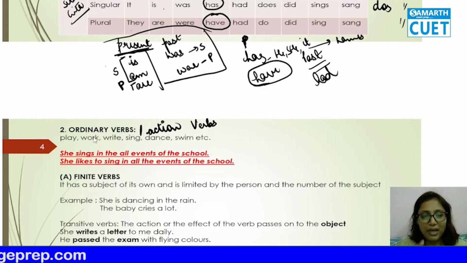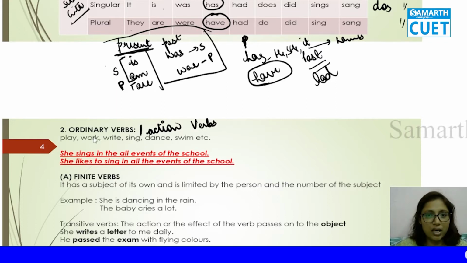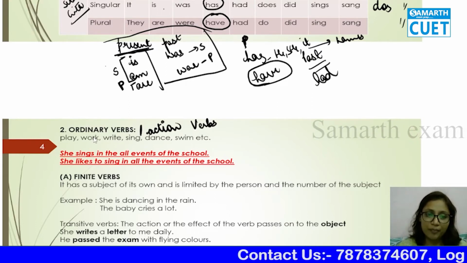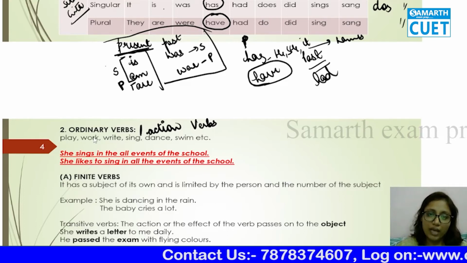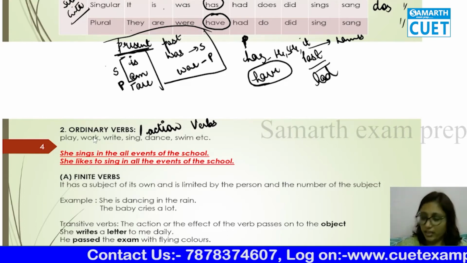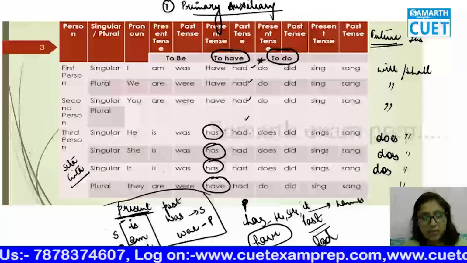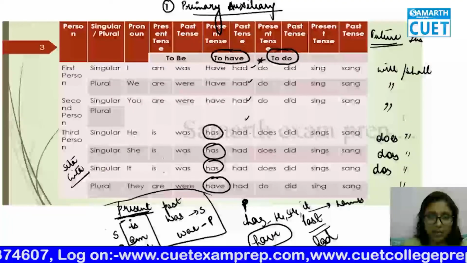That means play, sing, dance, swim, exercise, skip, jog, run, everything like play, work, anything, study. All these are telling about action, and all these are ordinary verbs. So we'll discuss through this table also which person takes what form, which pronoun takes what form.